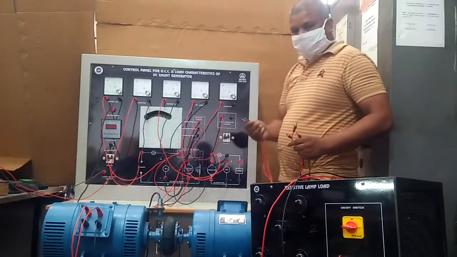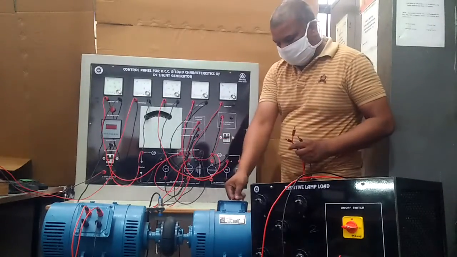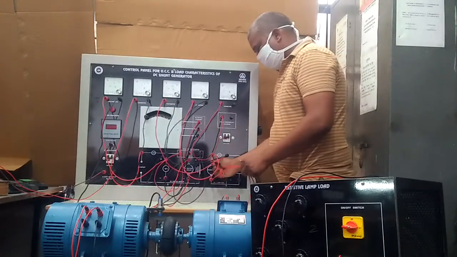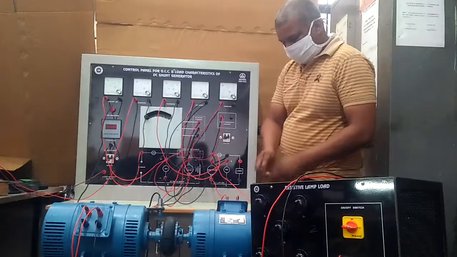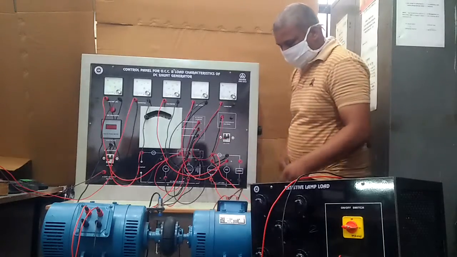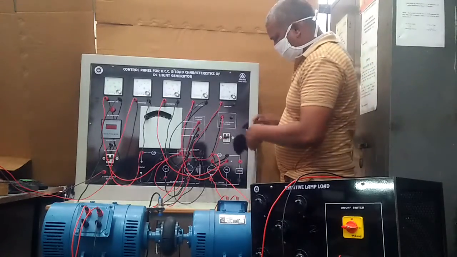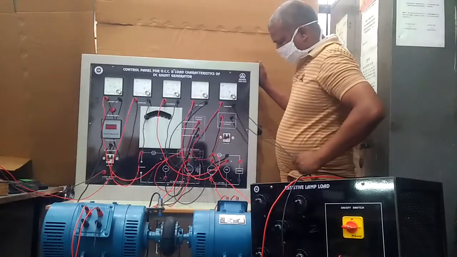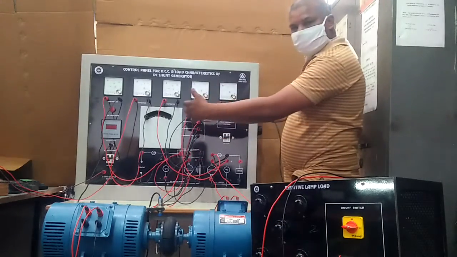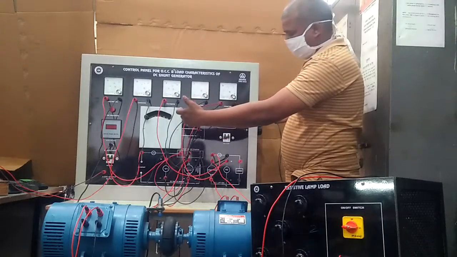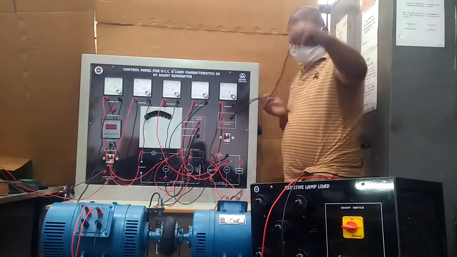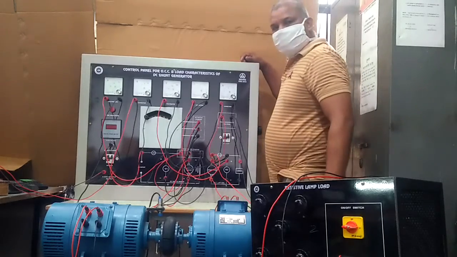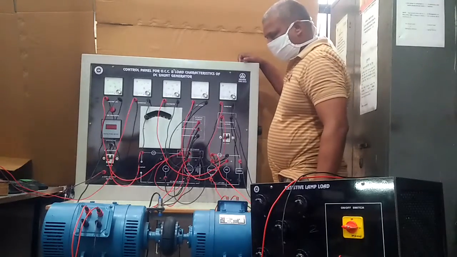Now we will connect the shunt generator armature side. Both the terminals of the armature are connected to the circuit diagram armature side, and for the field, one connection goes directly to excitation source, the other side of excitation source goes to current meter, and the current meter second terminal, black terminal, goes to the field of the generator. That means current meter is in series in the field.